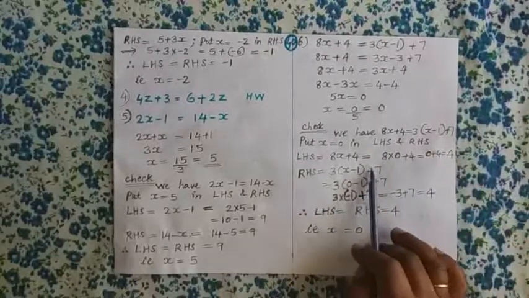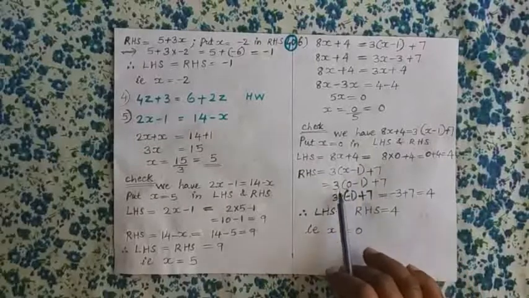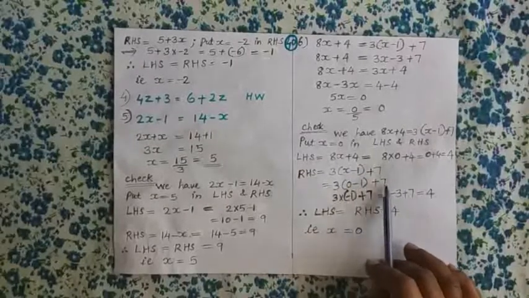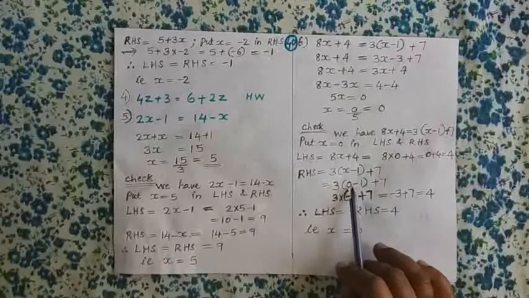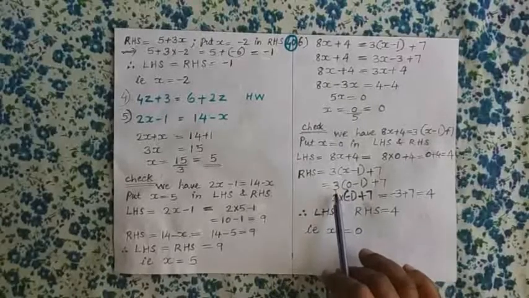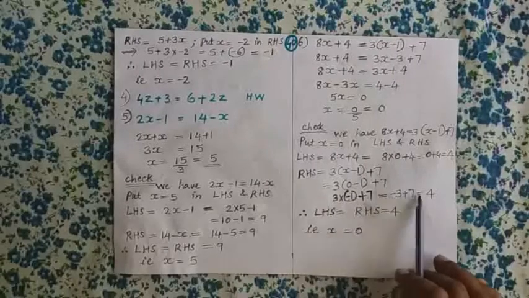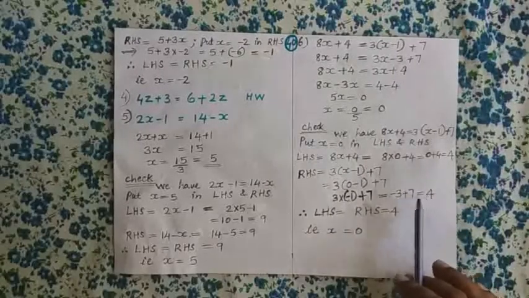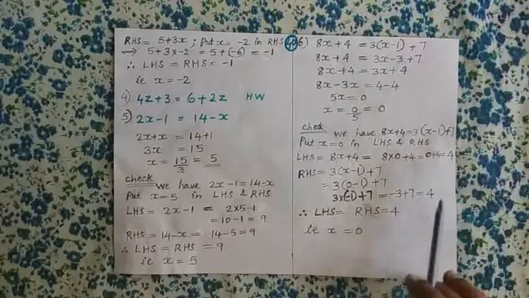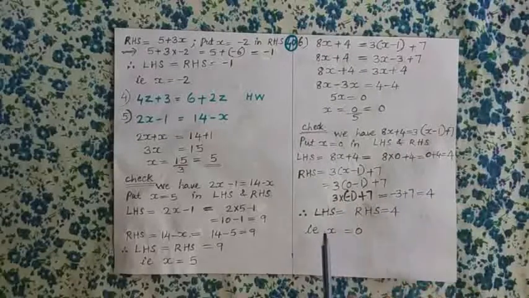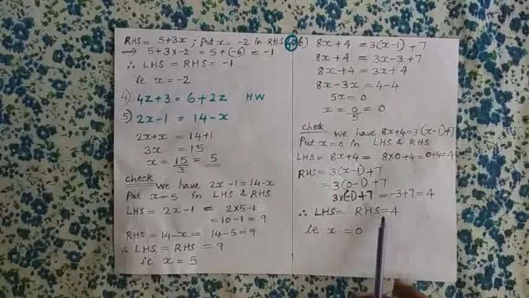Now RHS, we are putting 3 into (x minus 1) plus 7, which is 3 into (0 minus 1) plus 7. First we will solve the bracket. 0 minus 1 is minus 1. So RHS is 3 into minus 1 plus 7. That means minus 3 plus 7. What is minus 3 plus 7? 4. What we have seen? LHS was 4 and RHS is also 4. So LHS is equal to RHS, equal to 4. That means the value of x is 0 only.